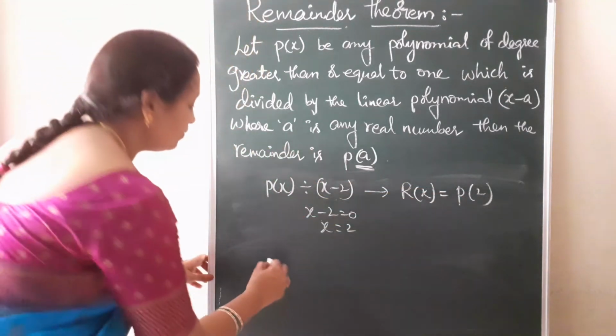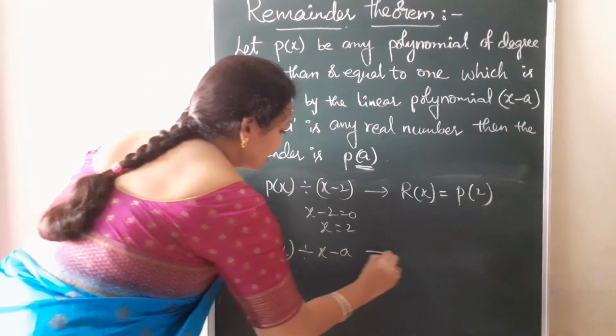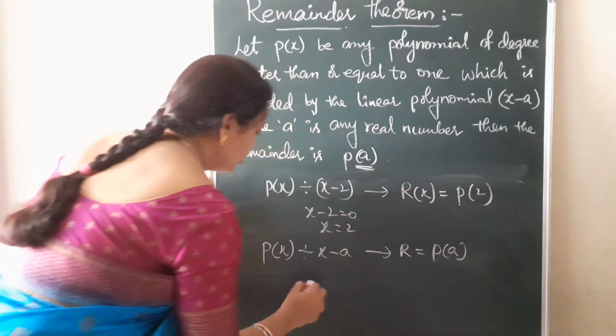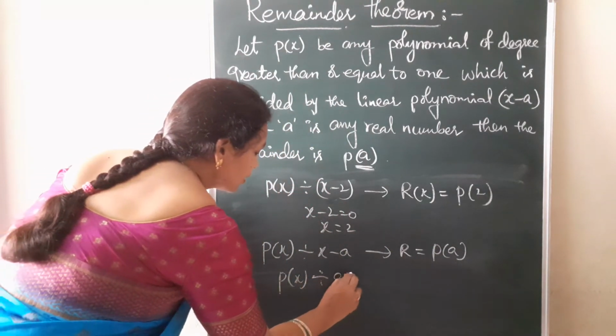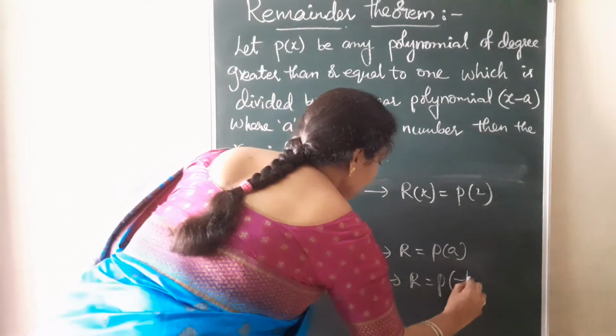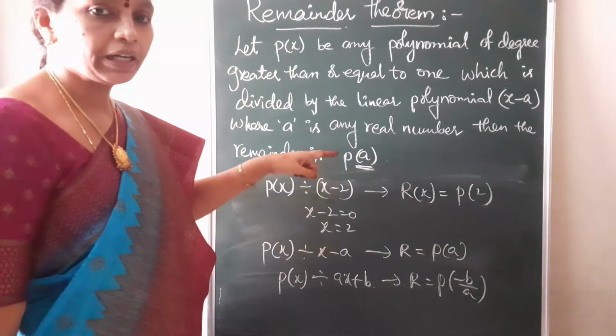In the same way, if p of x is divided by x minus a, the remainder is p of a. And if p of x is divided by ax plus b, then the remainder is p of minus b by a. So this is the remainder theorem.